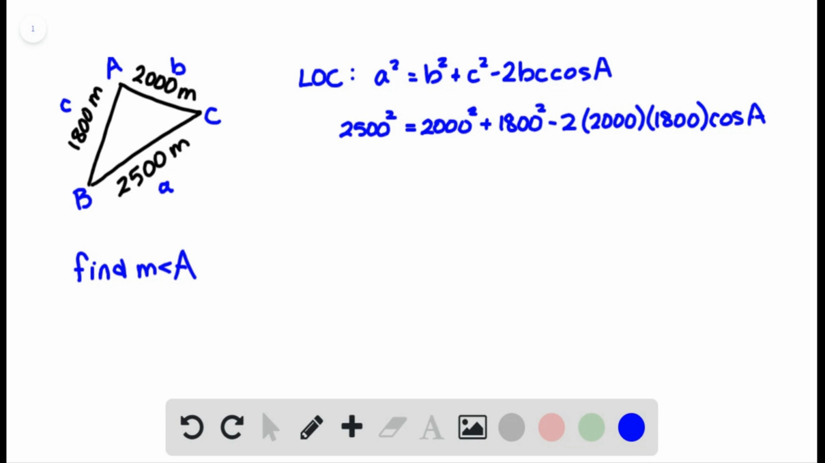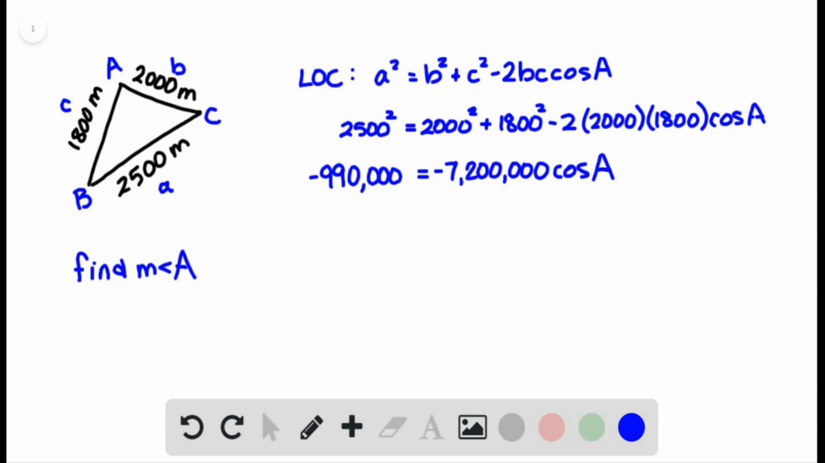Okay, so now we'll use our calculator. I'm going to take 2,500 squared and subtract 2,000 squared and subtract 1,800 squared, and that gives me negative 990,000. On the other side of the equation, we have negative 2 times 2,000 times 1,800, and that is negative 7,200,000 times the cosine of angle A.